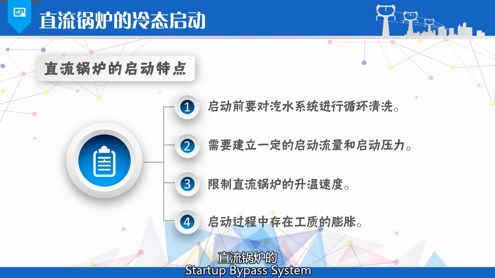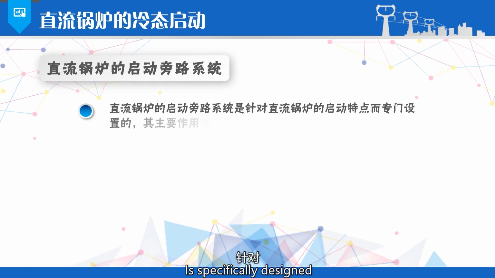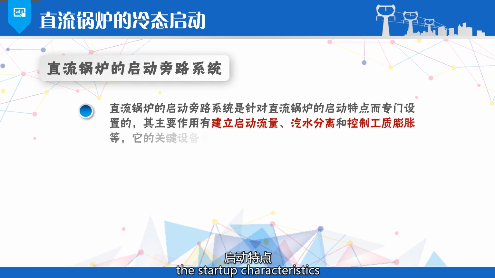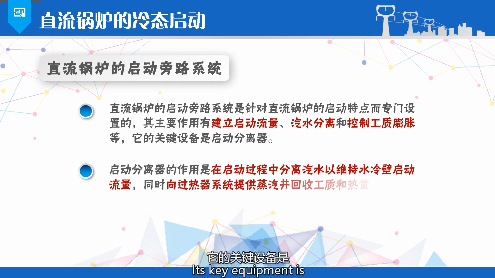Startup bypass system for once-through boiler. The startup bypass system for once-through boilers is specifically designed to address the startup characteristics of once-through boilers. Its main functions include establishing startup flow, steam water separation, and controlling working fluid expansion. Its key equipment is the startup separator.